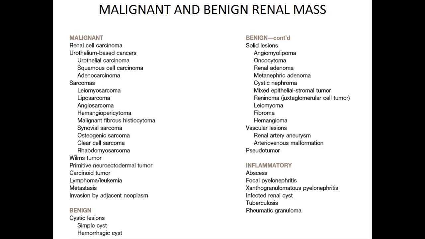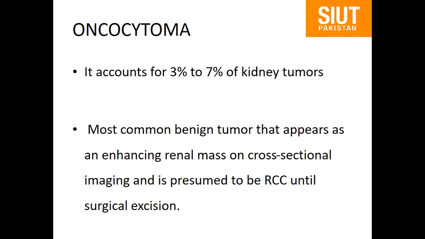Then we have some solid lesions, which most commonly include angiomyolipoma and oncocytoma. Others are the cystic nephroma, adenomas, and reninoma, which are rare but important from a clinical perspective. And then we have some vascular lesions as well. For inflammatory lesions or masses, we have abscesses, focal pyelonephritis, xanthogranulomatous pyelonephritis, and cyst and tuberculosis. So we'll be discussing briefly oncocytoma.